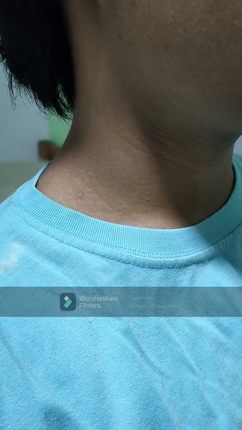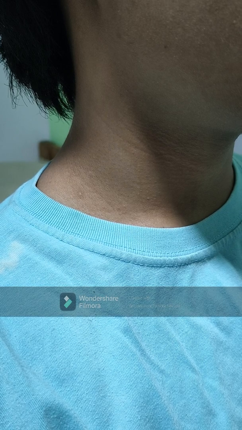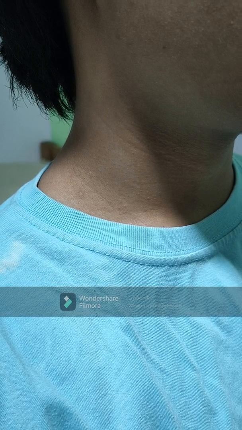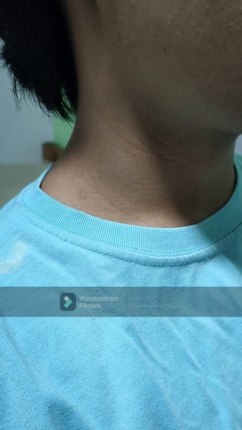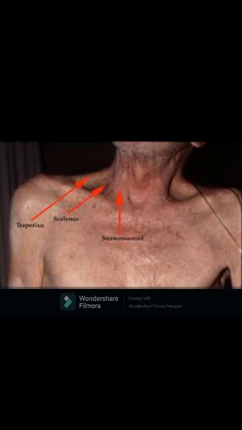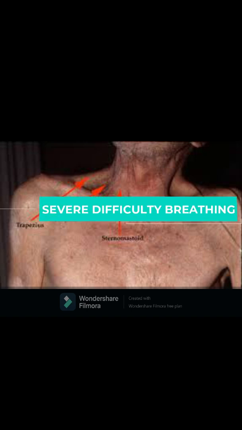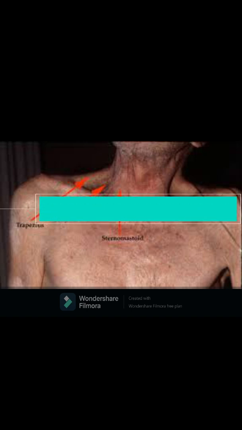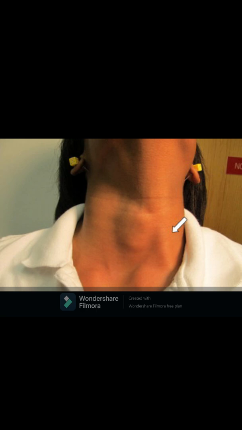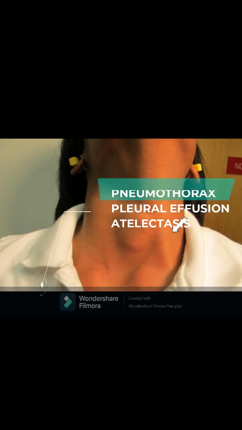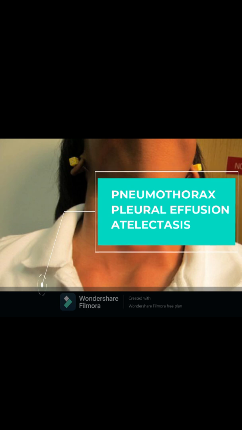In the inspection of the neck, you should watch out for contraction of the sternomastoid or other accessory muscles or supraclavicular retraction. Inspiratory contraction of the sternomastoids at rest signals severe difficulty breathing. Next, we should also watch for lateral displacement of the trachea, which may signify pneumothorax, pleural effusion, or atelectasis.